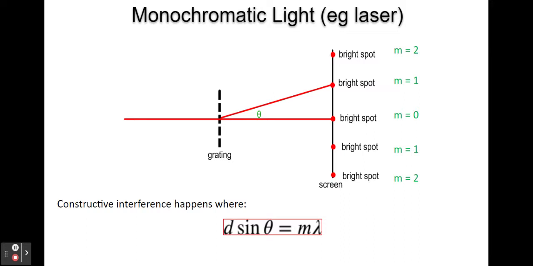Now, what does that mean? d is the spacing of the slits on the grating, usually a very small number. Theta is the angle between the central maximum and the bright spot that we're interested in. m is the order of the maximum, so m might be 1, 2, 3, 4, and so on. And lambda is the wavelength of the light.